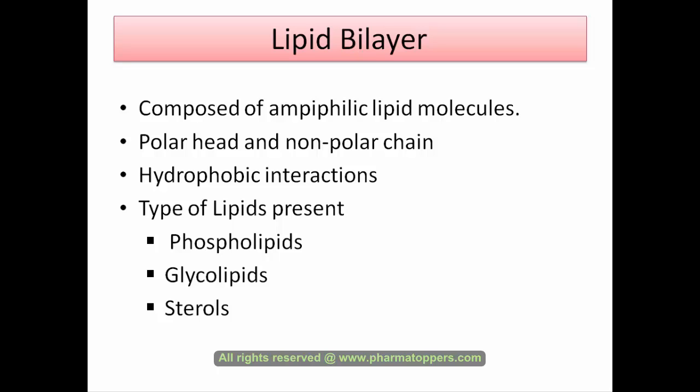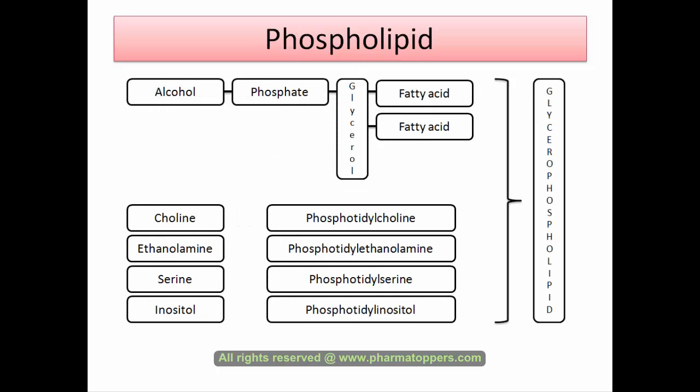So first of all, the phospholipids. Phospholipids are made up of four components: an alcohol, fatty acid, phosphate, and the alcohol attached to the phosphate. As you can see here, there's the alcohol, phosphate, glycerol, and the fatty acid. Now, the fatty acid components are hydrophobic, while all the remaining components are hydrophilic in nature. There are two types of phospholipids, namely glycerophospholipids and sphingophospholipids.